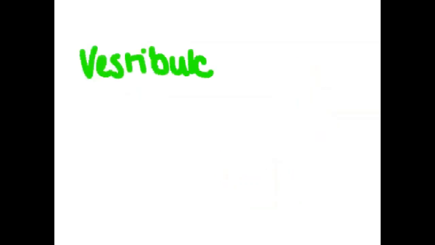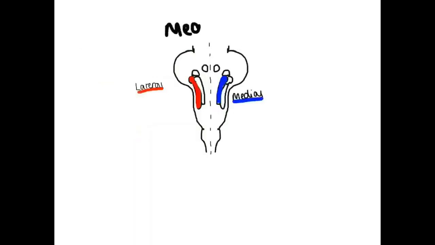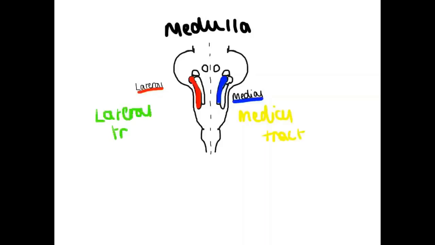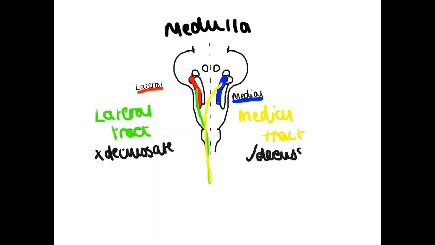The vestibulospinal tract originates from the vestibular nucleus in the medulla, which collects information from the vestibular organs of balance. The tract is split into medial and lateral according to the part of the nucleus that they arise from. The lateral tract then descends down into the spinal cord without crossing over, whereas the medial tract descends on the bilateral side, opposite.